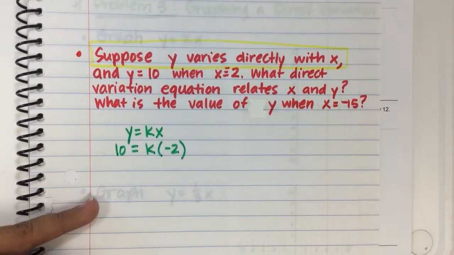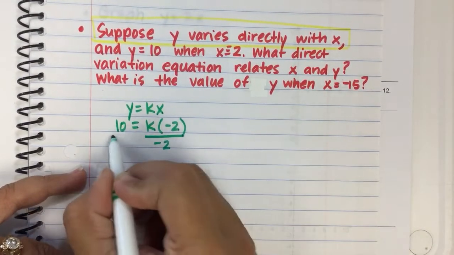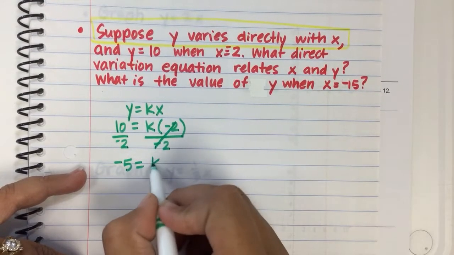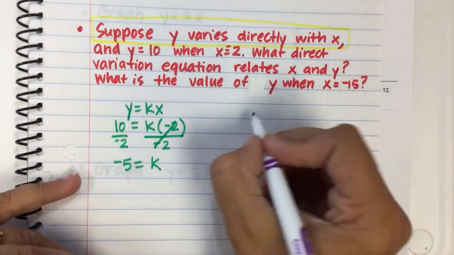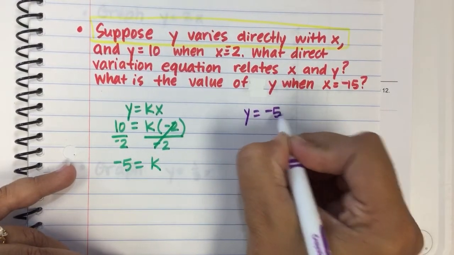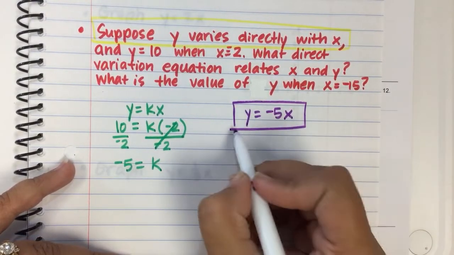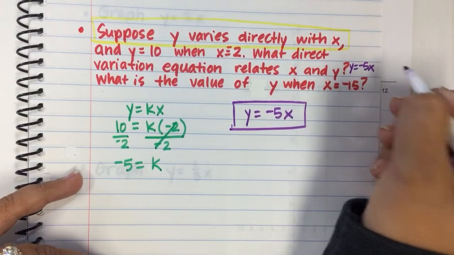Now I'm going to solve for k to find my constant of variation. So that means I have to divide by negative 2. So I get negative 5 is equal to k. Now when I plug that back in, I have y is equal to negative 5x. This is my direct variation equation. Y is equal to negative 5x.